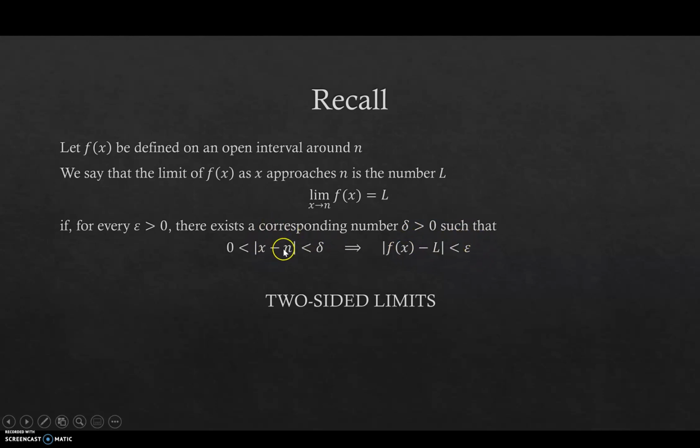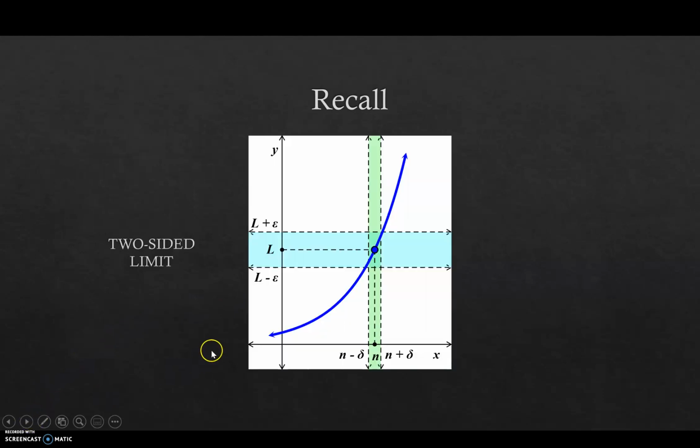So we want x values close to n, and we want f of x values, y values, to be close to L. I'm going to go ahead and show you real quickly again what this looks like. So f of x is this blue curve. It's my function. Okay, we're going to use L plus epsilon and L minus epsilon as boundaries. That's why we have this blue shaded region. This is what we want. We want everything in this boundary so it's close to L, our y value that we think is the correct answer. Now, this green region shows what x values we're going to test.